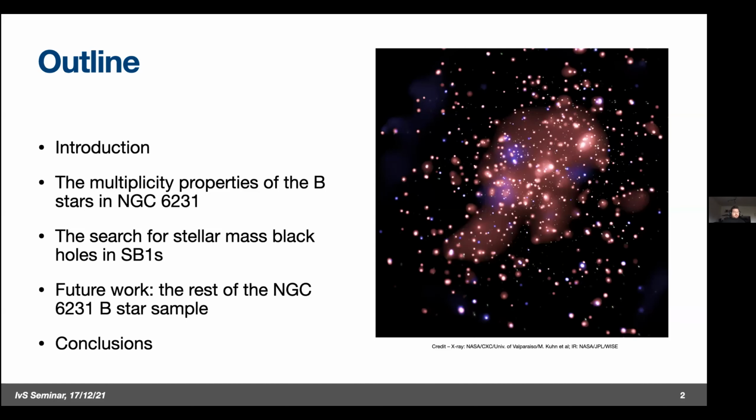So to give you a quick outline of the talk, I'll introduce the topics of massive stars, massive binaries, and also B stars in particular. Then I'll go into detail in the first paper that we've published, which is on the multiplicity properties of the B stars in a galactic young open cluster called NGC 6231. And you can see that here in this quite nice X-ray image. After that, I'll talk about preliminary work that we are doing on searching for stellar mass black holes in the binary systems in this cluster. And then I can touch very briefly on future work to do with the rest of the B star sample in this cluster, and I can conclude.